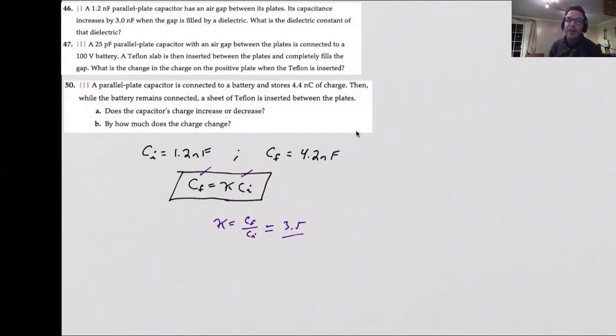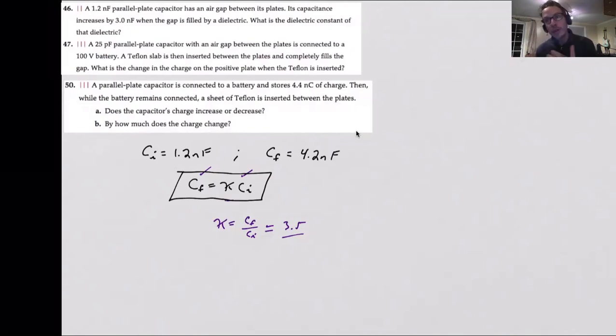Then we got to be careful. They give us another capacitance here, which is 3 nanofarads, which is not the final capacitance, because as this problem is stated, it says that the capacitance increases by 3 nanofarads. So the final capacitance then has to be 4.2 nanofarads, namely 3 plus the 1.2. If we have the C initial and we have the C final, then this is really just a straight plug and chug. We can just divide both sides by C initial and solve this for the dielectric constant kappa, C_F over C_I, which comes out to be 3.5.